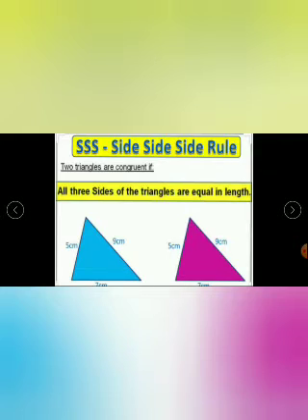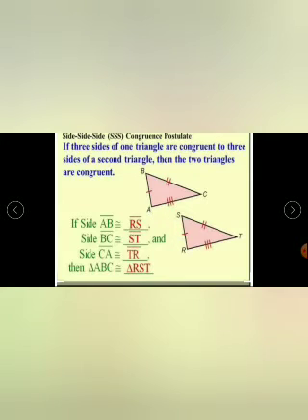That means the three sides of the triangle. Side, side, side rule. What does it say? When the three sides of a triangle are equal to the corresponding three sides of another triangle, then we can say the two triangles will be congruent. If the three sides of one triangle are congruent to the three sides of a second triangle, then the two triangles are congruent. You know the meaning of congruent, isn't it? Congruent means same size and same shape.